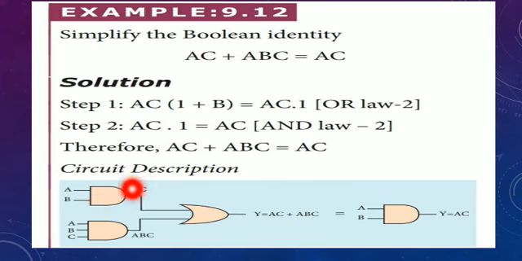Here A and C go into an AND gate, the output is AC. And ABC is the other AND gate, the output is ABC. So both are combined with which operation? Plus, therefore OR gate. So AC is one input, ABC is the other input. So what is the output? This is an OR gate now, that's why plus. Therefore AC plus ABC gives the output AC. That is equal to which gate? AND gate. Okay students, right?